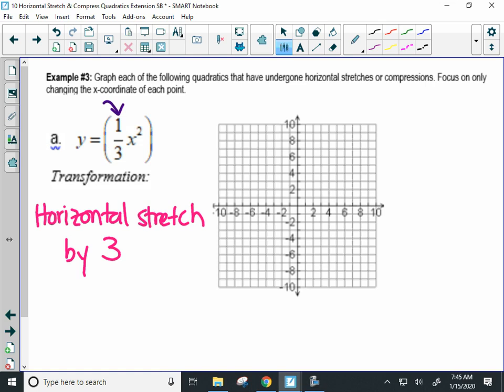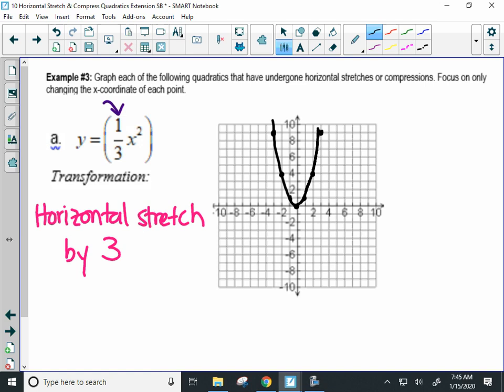Okay, so for this problem, I'm going to graph the parent function first. You don't typically have to do that if you don't want to, but in order to demonstrate what's happening to the graph, I want to graph the parent function. Okay, so here's my parent function. And you know those points, or you should know those points.